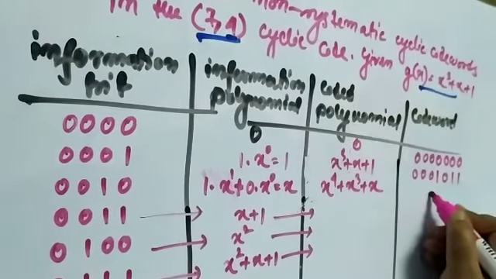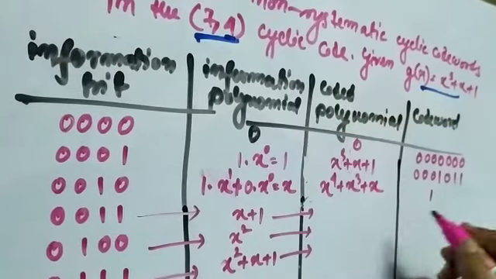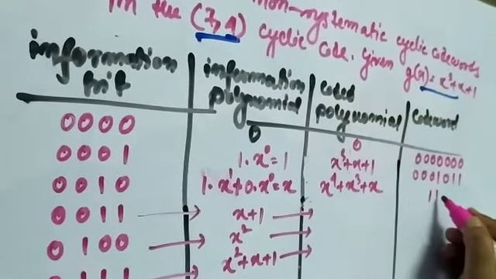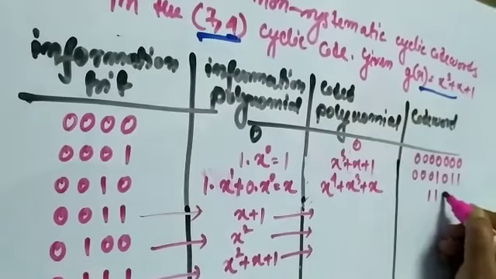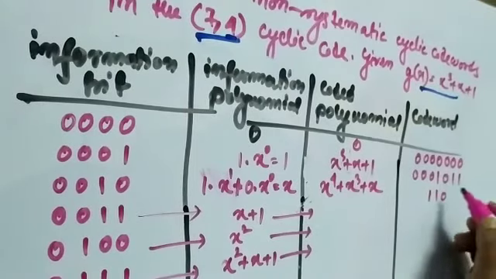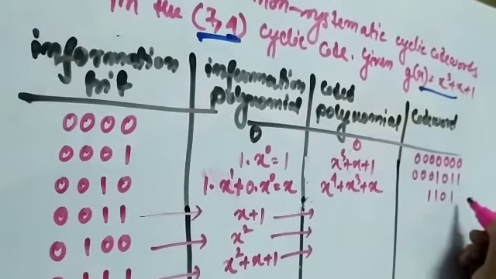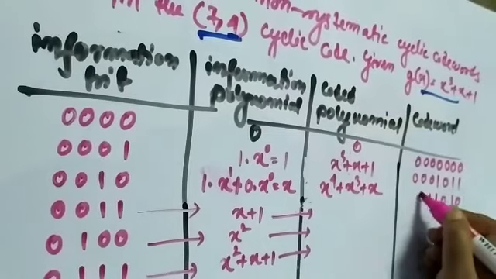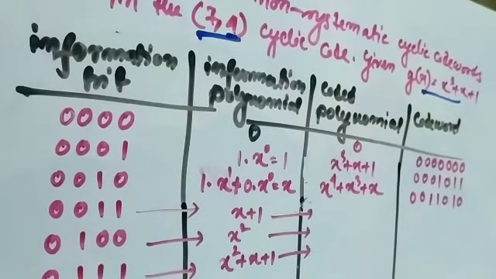Similarly, for the next case, it is x to the power 4. So I write 1 here. Then for x cube it is also 1. Then there is no x square. Again x is there, so it is 1. The remaining bits are 0. Likewise, you can easily calculate this code word.